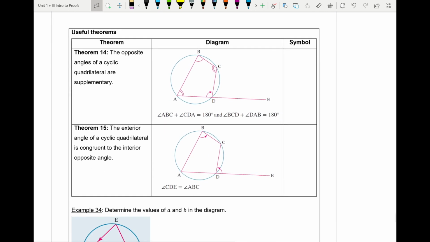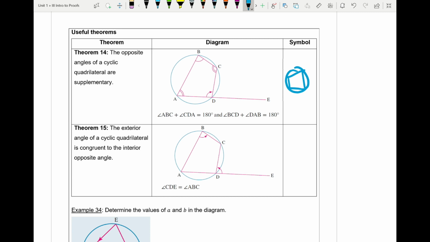So, some useful theorems. Theorem 14, the opposite angles of a cyclic quadrilateral are supplementary. So what we're saying here is that the angle here plus the angle here is equal to 180 degrees, and the angle here plus the angle here are also equal to 180 degrees. All we're saying there is we know that all of the angles in a quadrilateral have to add up to 360. If we then place that quadrilateral into a circle, we get some funky things happening. Now the opposite angles are exactly half of the total of the angles in the quadrilateral. Our symbol for that is just a quadrilateral in a circle.